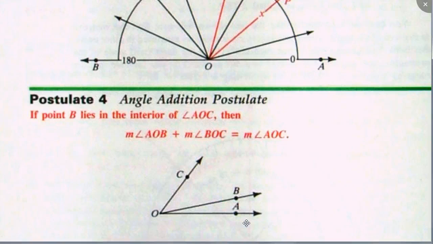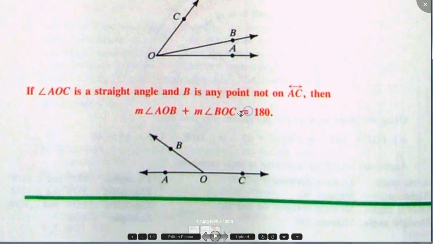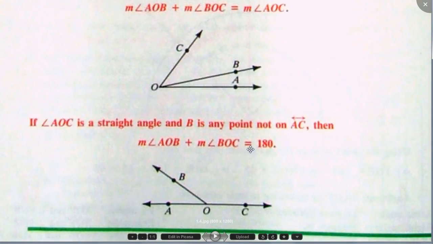Raise your hand if you think you know. Let's see who remembers. How about Tony? The special case. Yeah, remember I told you this has two cases. Angle addition postulate has two parts, right? It has the regular case, and then here's a special case where if you happen to have a straight angle, and B is not on this line, then angle AOB plus angle BOC is 180. Does that make sense?